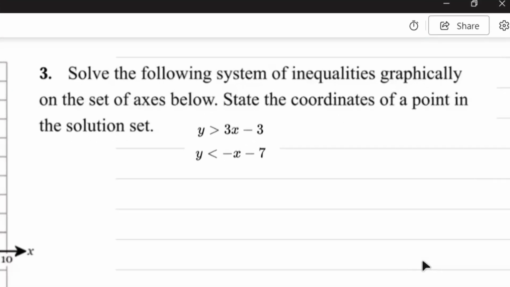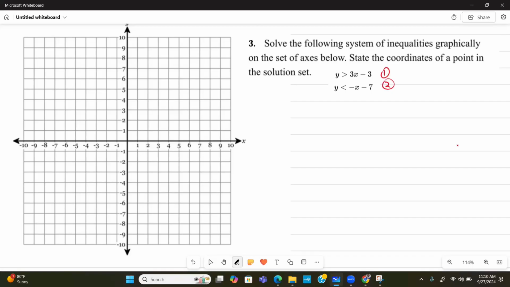All right, so solve the following system of inequalities graphically on the set of axes below. State the coordinates of a point in the solution set. All right, so let's take a look at what's going on. So we have 1 here, we have 2. So let us take a look at the first one. So the first one says y is greater than 3x minus 3.